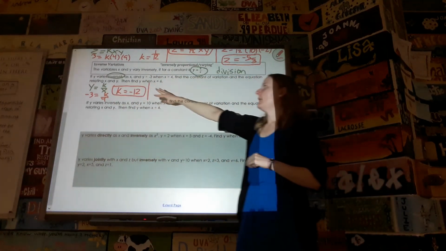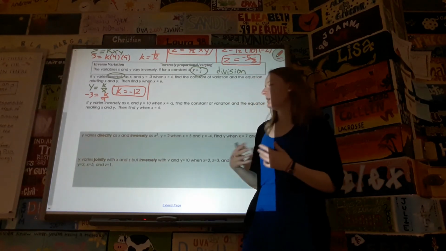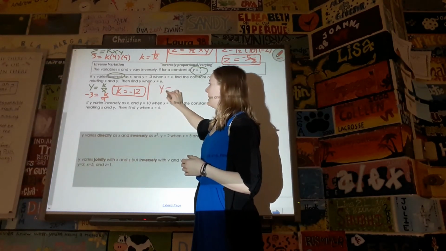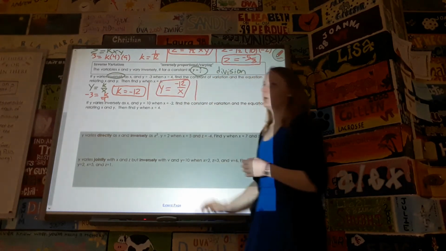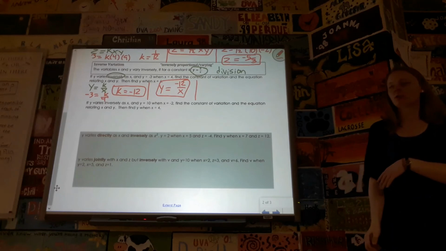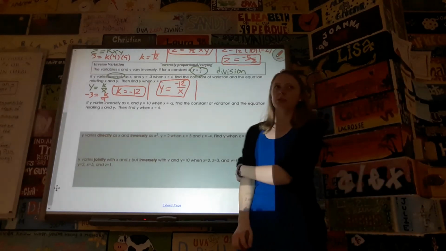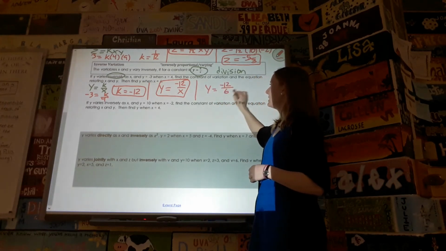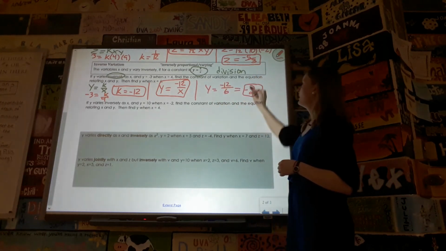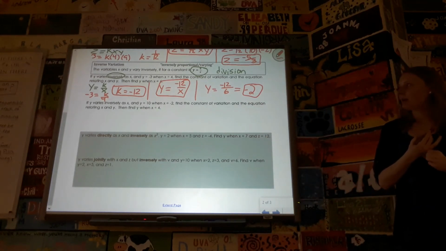And the equation relating x and y. So again, when they're looking for that equation that's relating them together, you're just going to rewrite the skeleton equation, but with the value of k plugged in as a number. And then lastly, they want us to find y when x is equal to 6. So very simple, I'm just going to plug in the 6, and I get negative 2. Pretty straightforward stuff.